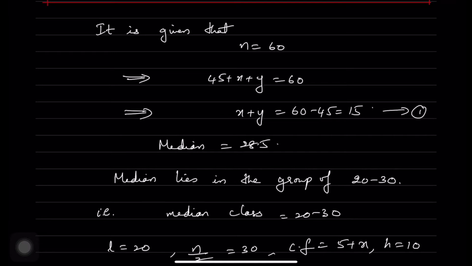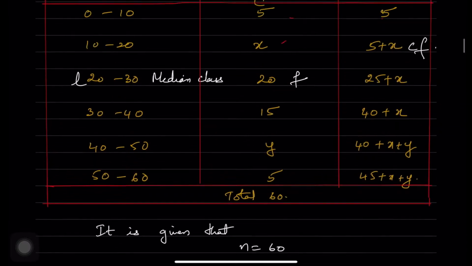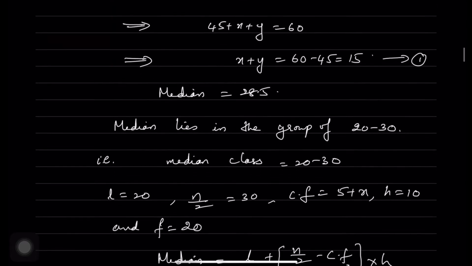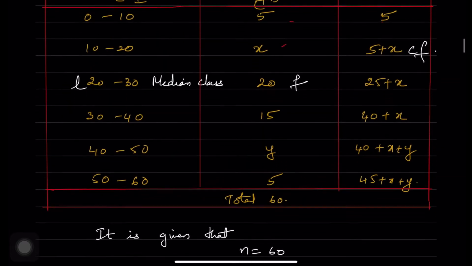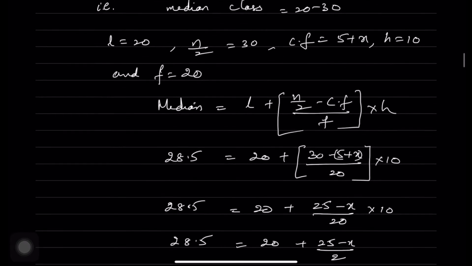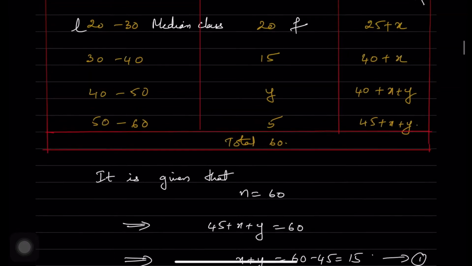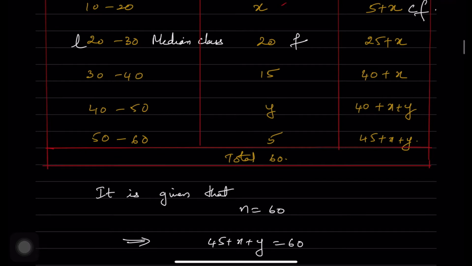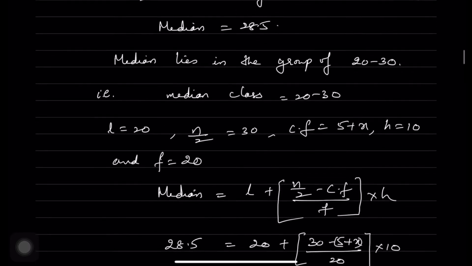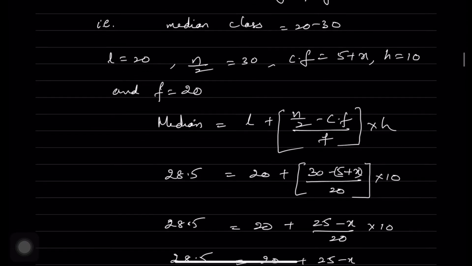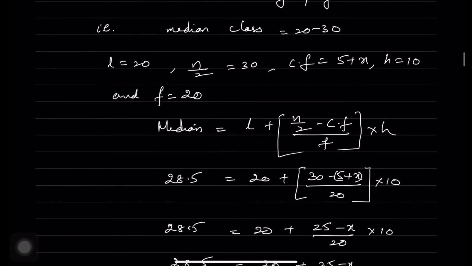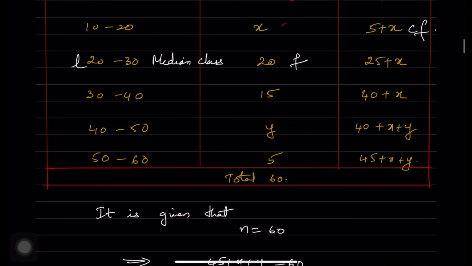The median lies in the group of 20 and 30. So now here you can see that we take the class whose cumulative frequency is just greater than n by 2, where 28.5 lies. It is somewhere lying around this 25 plus x. So this will become the median class. So we are taking the formula L plus n by 2 minus Cf by f into h. So here what is our Cf? The cumulative frequency, this is called the median class, means this is the lower limit, and f is 20 for us.